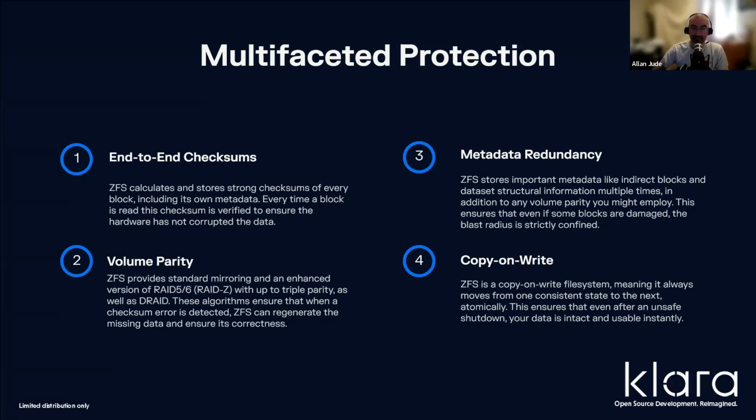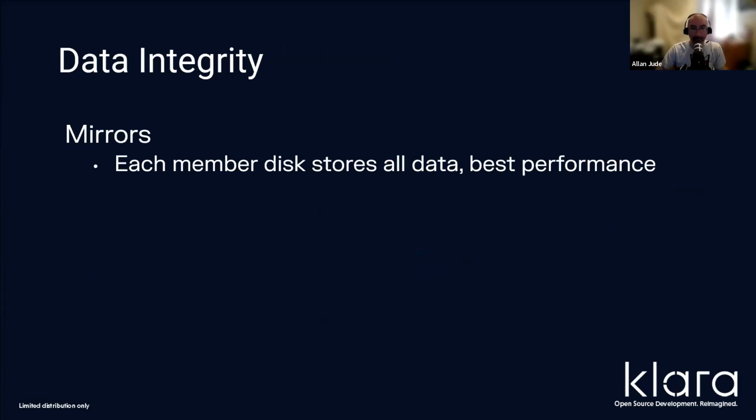So now let's look in more detail at those volume parity options. So the first is a mirror. This is the most simple type of parity where we're going to have multiple disks and we're going to write the same data to every one of those disks. So as long as we still have one of those disks, we still have all the data that was written to this mirror. And all of these ZFS parity types offer advantages over hardware RAID.